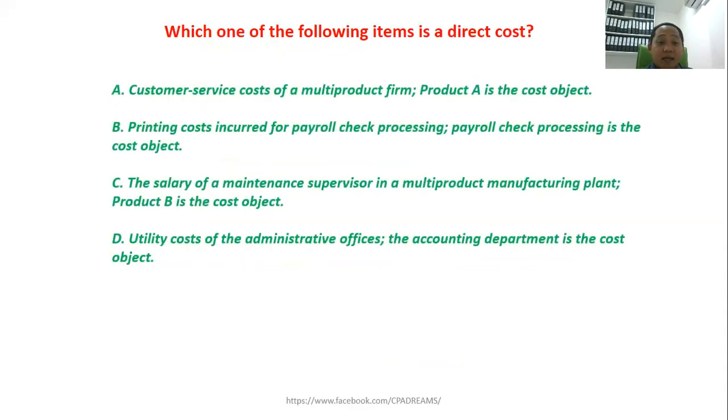Okay, which one of the following items is a direct cost? Okay, so an example of a theory question. A, a customer service cost of a multi-product firm. Product A is the cost object. B, printing costs incurred for payroll check processing. Payroll check processing is the cost object. C, the salary of maintenance supervisor in a multi-product manufacturing plant. Product B is the cost object. D, utility cost of the administrative offices. The accounting department is the cost object. So, simple lang. Kagaya ng sabi ko, yung directly can be identified. Okay, so the answer is in 2 seconds actually. You can answer it. That is B, printing cost.